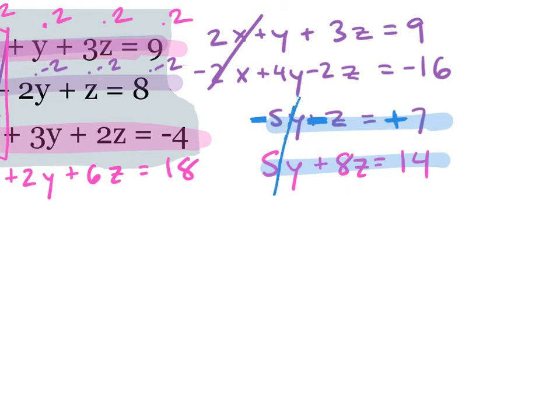So our y's cancel. What's negative z plus 8z? 7z. And then what's 14 plus 7? 21. Divide both sides by 7. What do we get for z? 3.